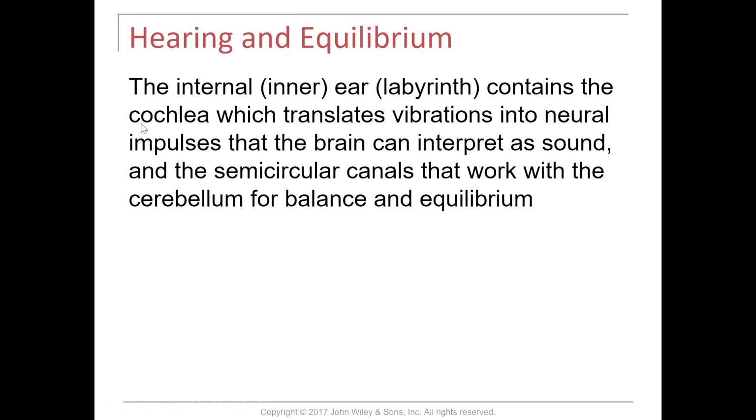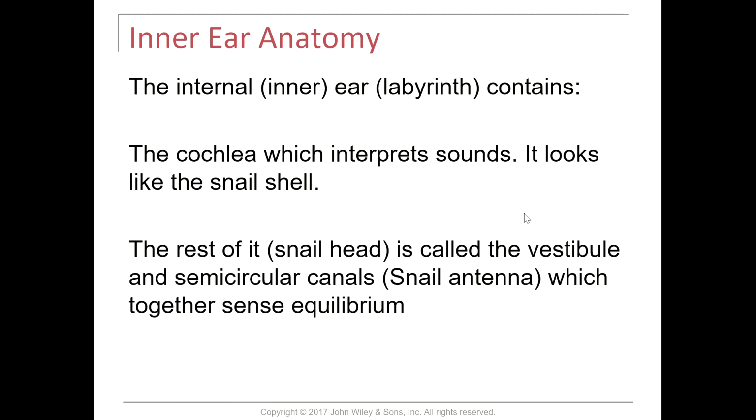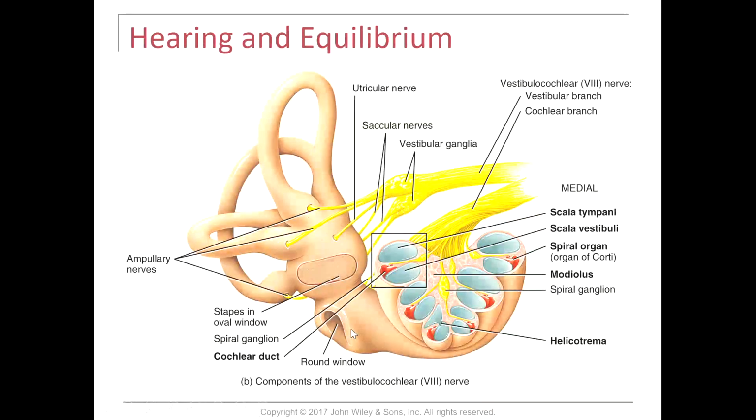It's just telling you again that the cochlea, the snail shell, is the one that interprets the noises caused by the vibrations, while the vestibule and the semicircular canals are the ones responsible for equilibrium. The rest of y'all are going to just have this slide. So it's a nicely broken down internal ear, has a bunch of labyrinths in it, with the cochlea again interpreting sound. It's the part that looks like a snail shell. The rest of it that looks like the snail head is actually called the vestibule, and its antenna, the snail antenna, looking like the semicircular canals. All of which together make the sense of equilibrium. It helps us sense equilibrium.